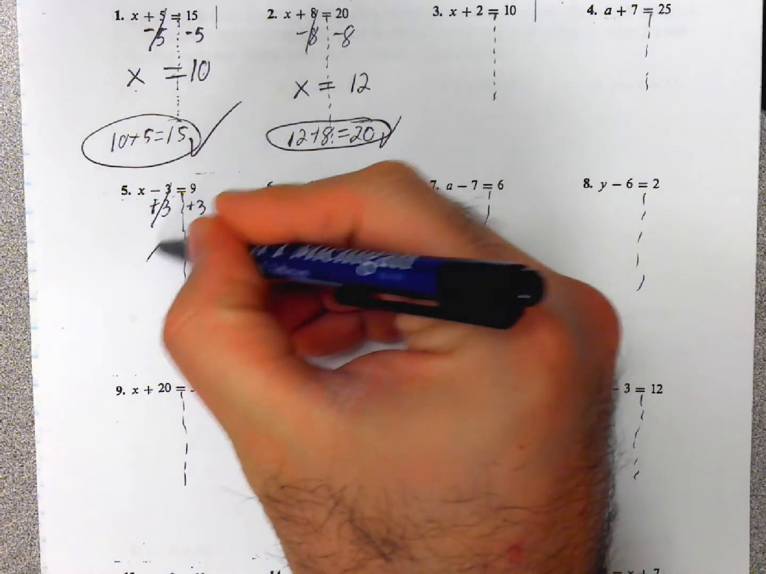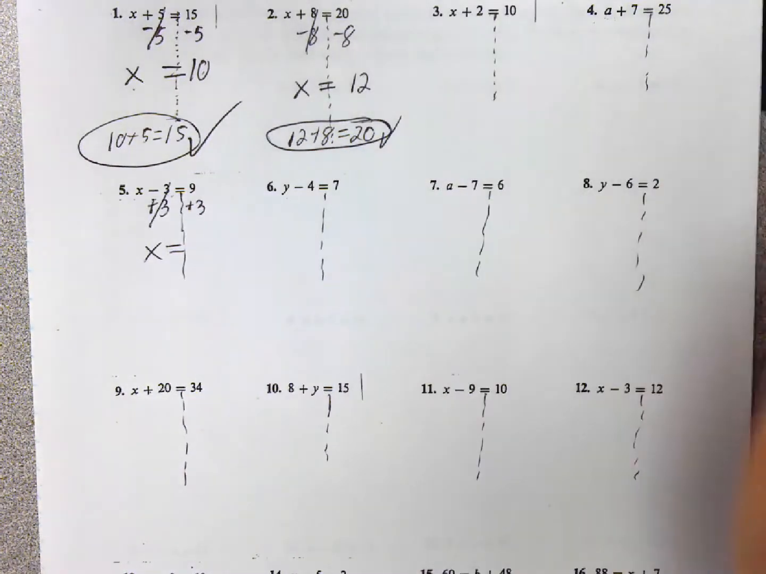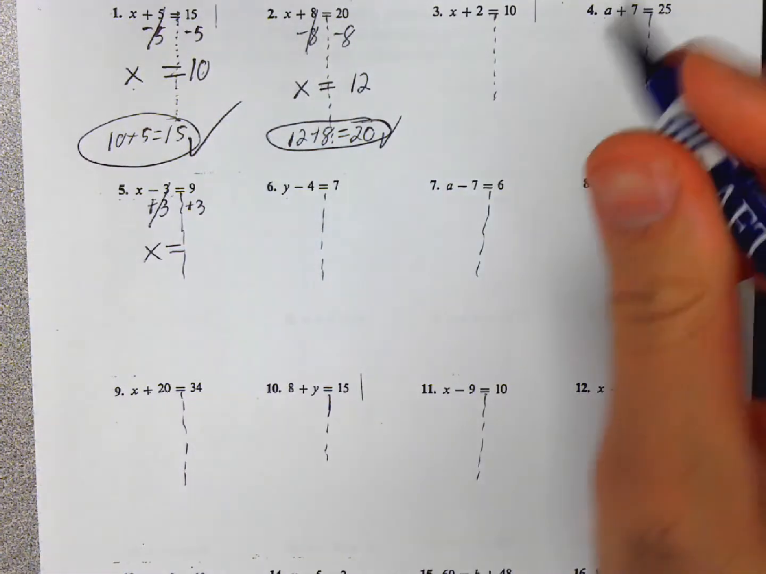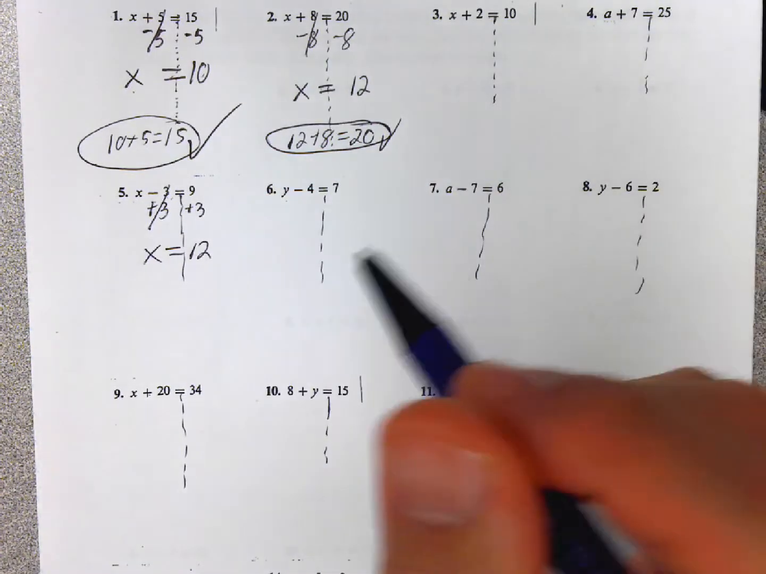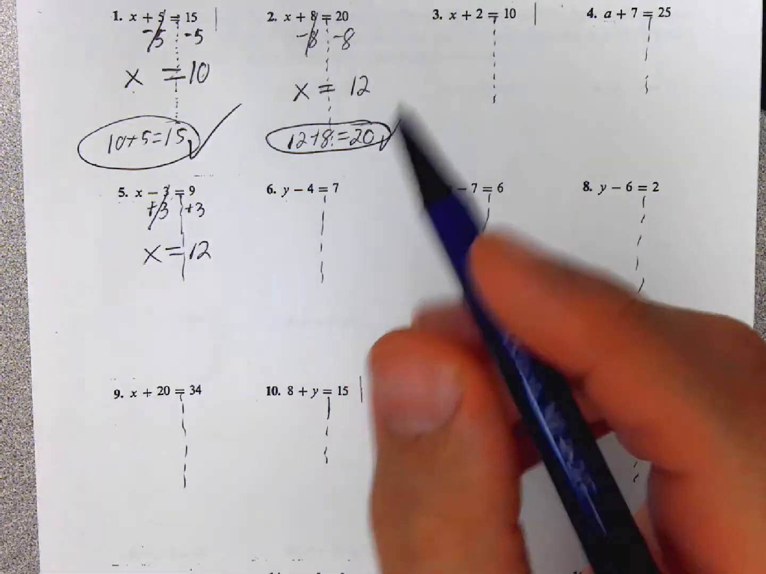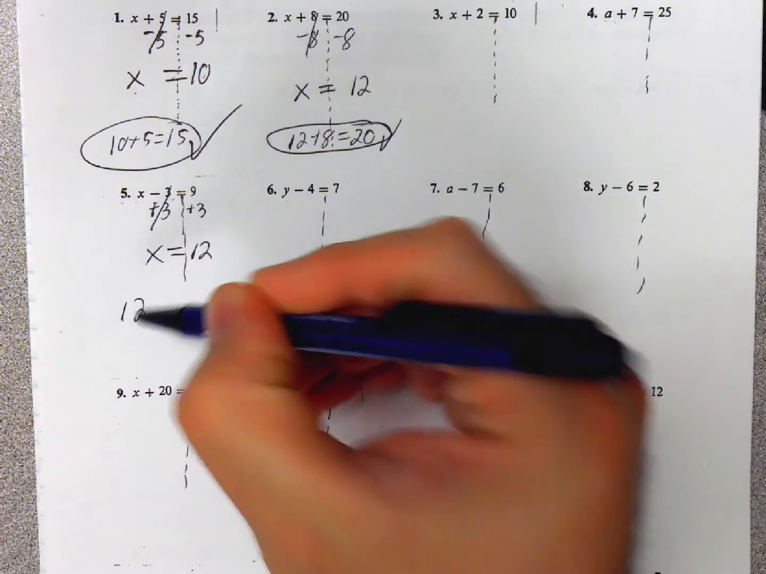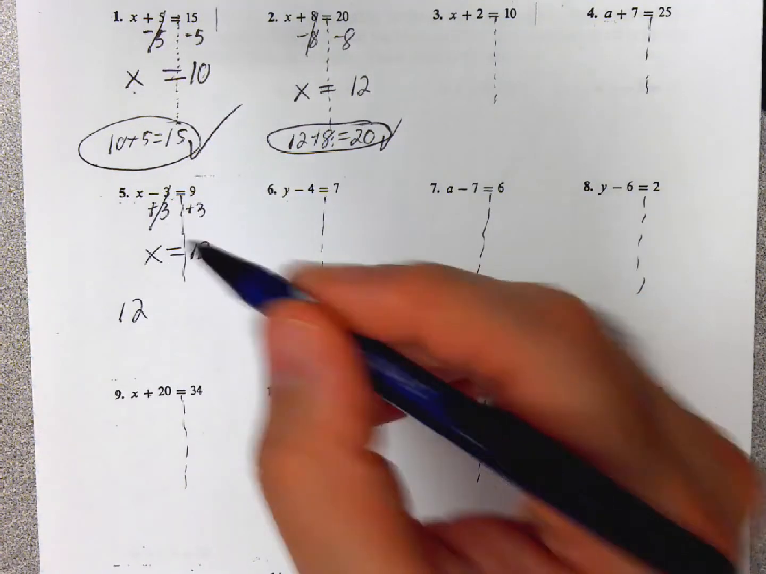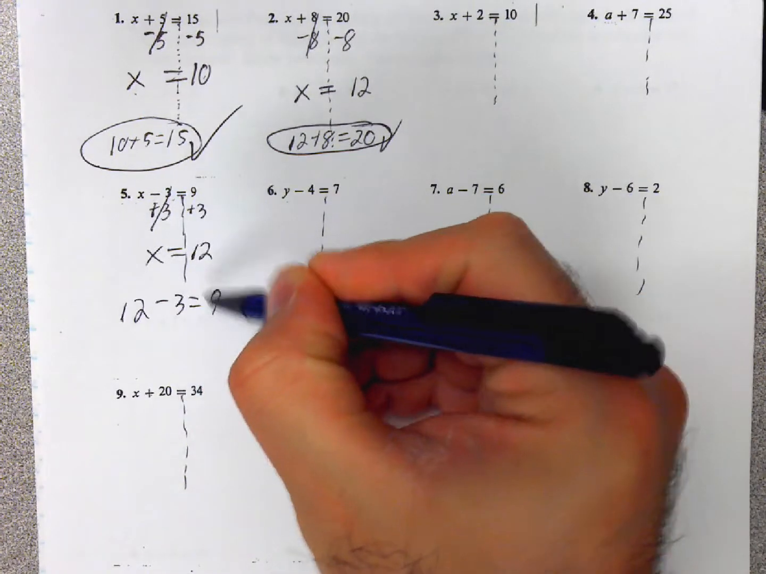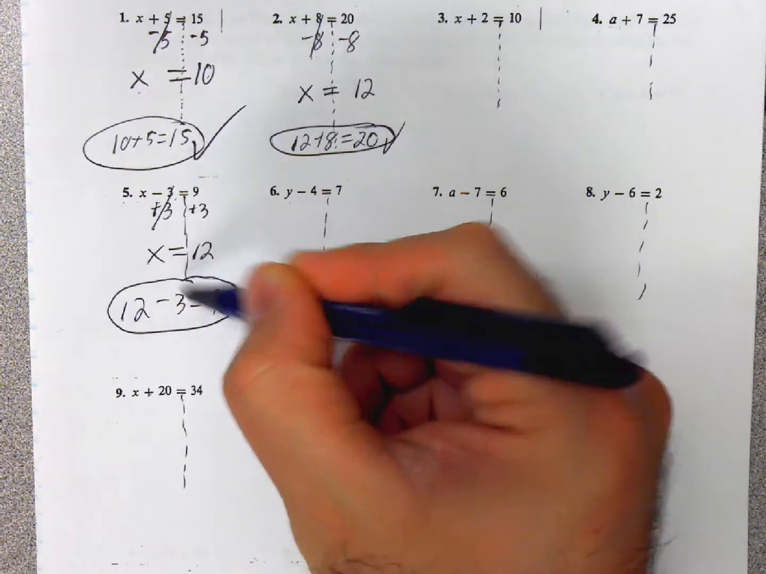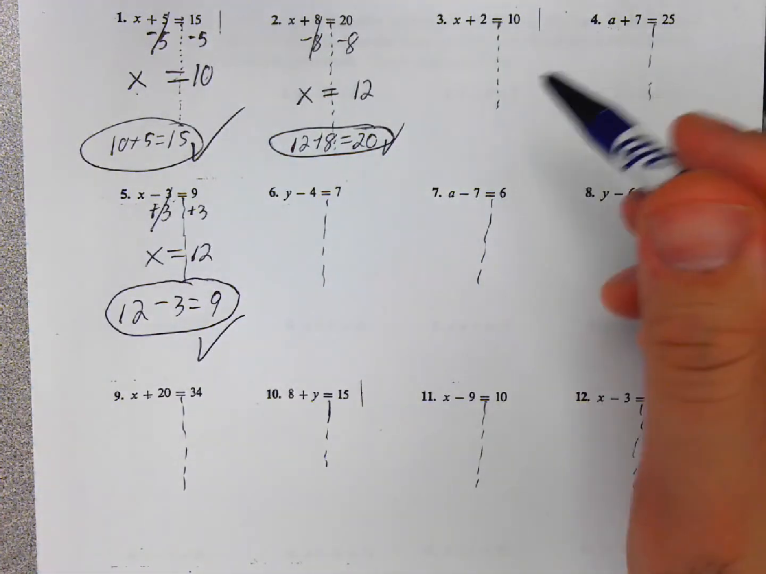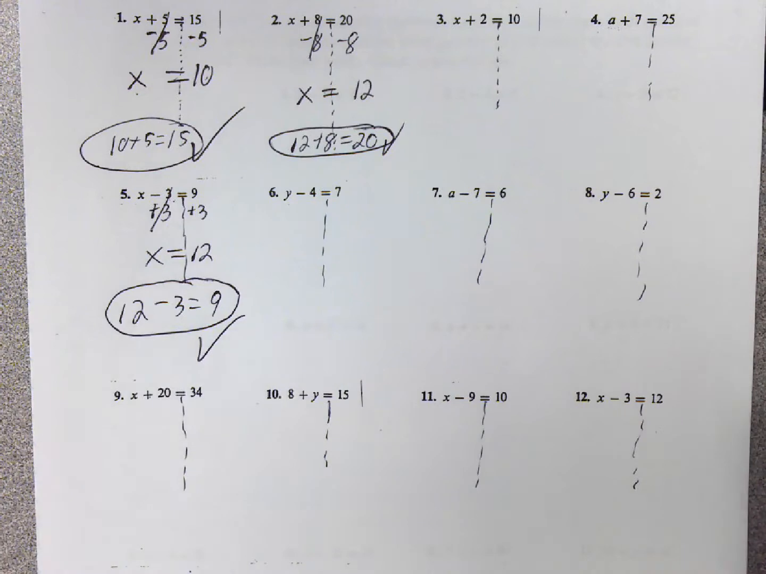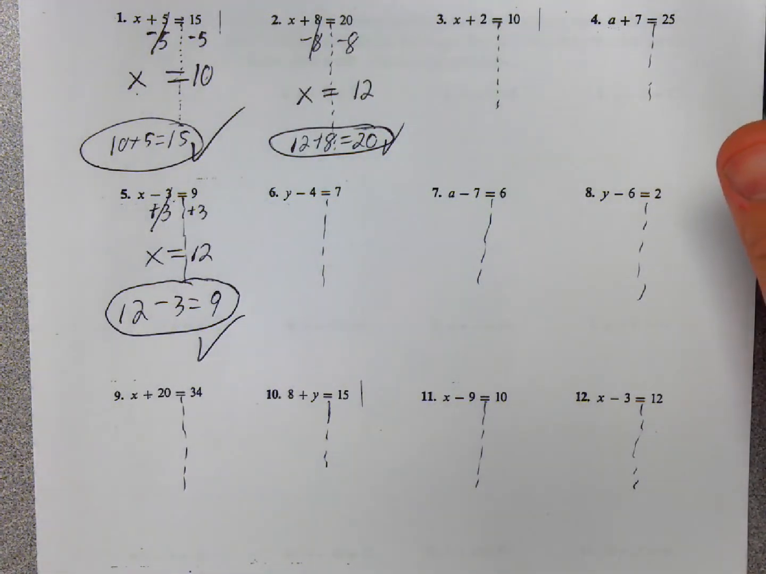I'm left with X equals, well, what's 9 plus 3? 9 plus 3, 9, 10, 11, 12. Good, and I can check my work. X is 12, minus 3 equals 9. So does 12 minus 3 equal 9? I think so. That works good. That's nice. I'm going to do one more problem with you, and then a couple more problems on the next sheet, and then you're on your own.